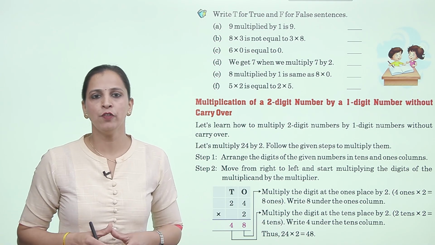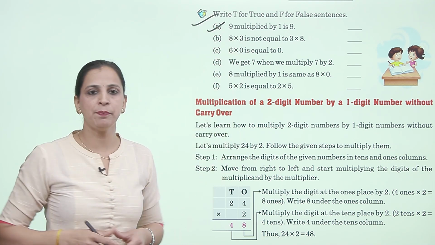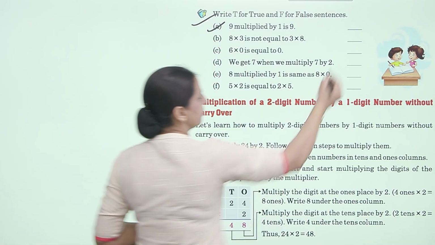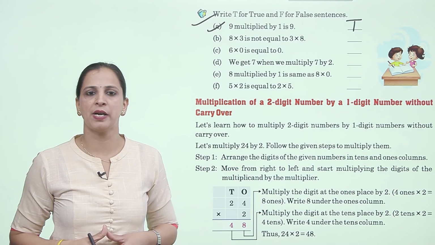Now write T for true and F for false statement. Part a: 9 multiplied by 1 is 9. Yes, it's true. So children, using the same method, you will try the remaining parts yourself.